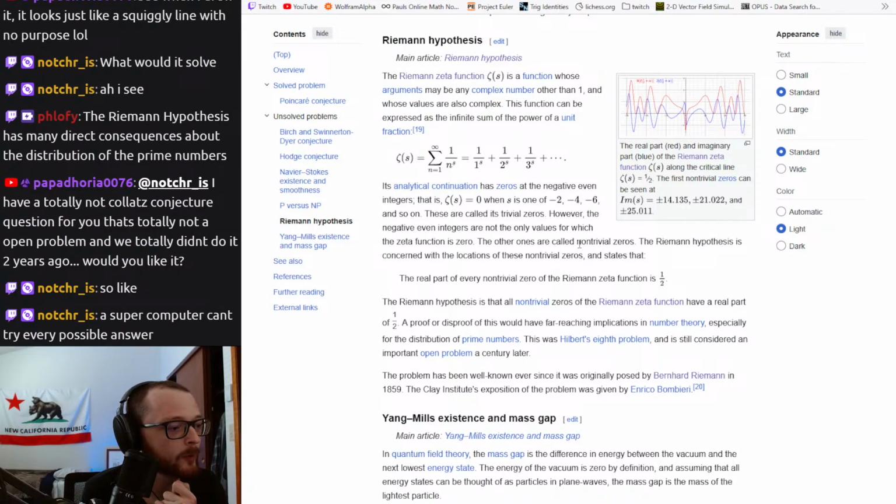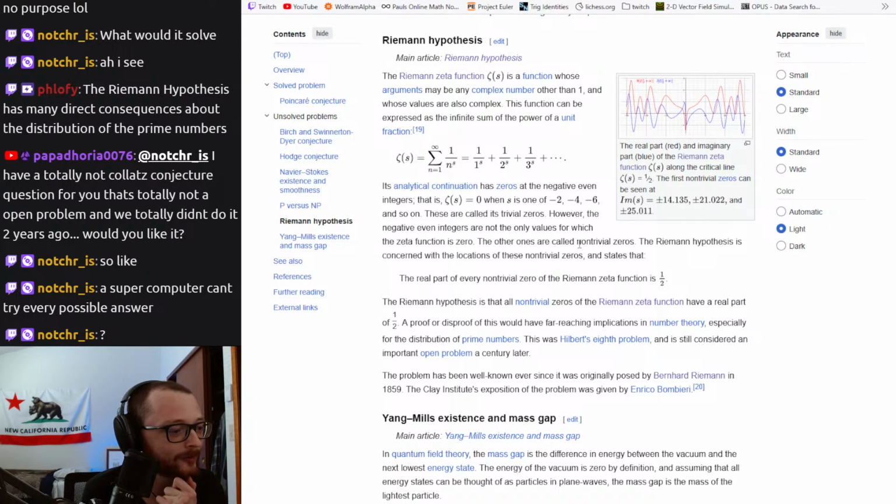When I drew it just like a squiggly line with no purpose, that's how mine feel too. Totally not Collatz conjecture question for you. It's totally not an open problem. We didn't do it like 2 years ago.